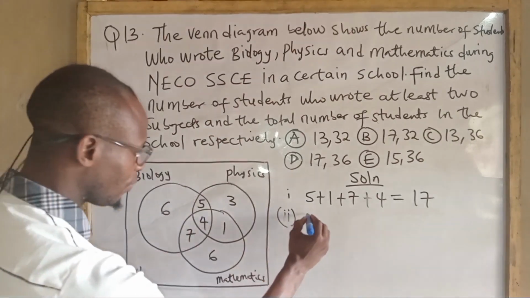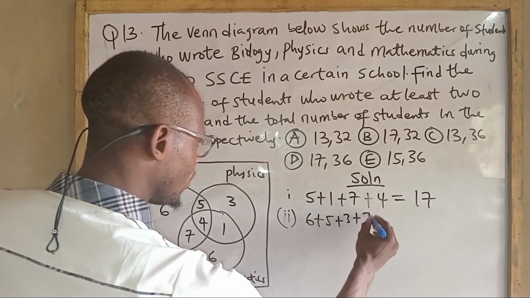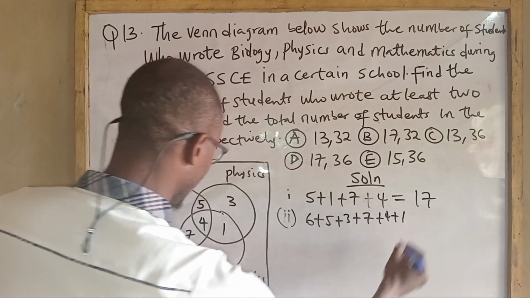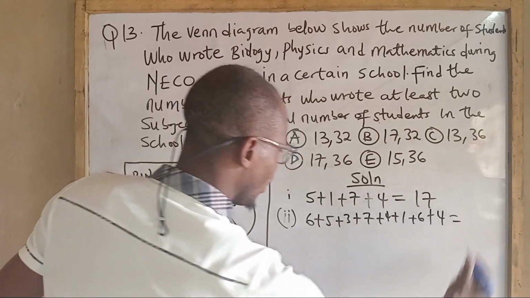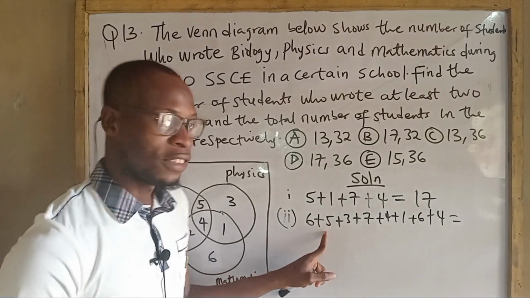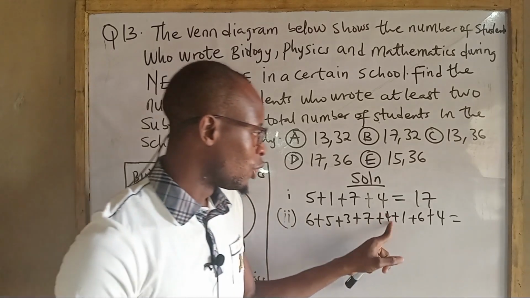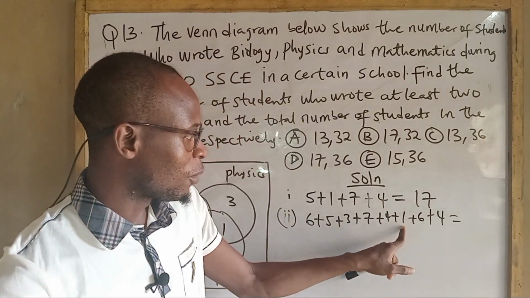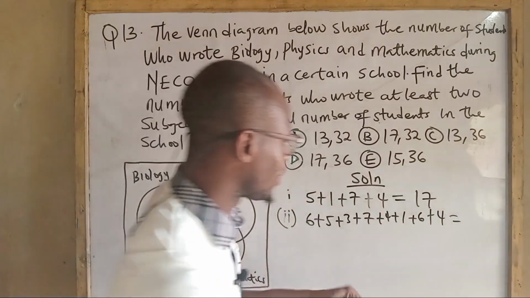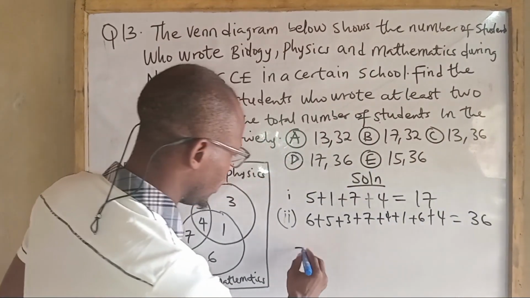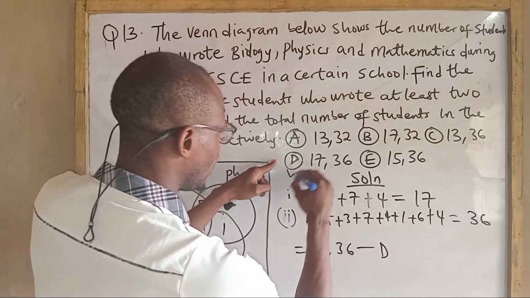So let's add 6 plus 5 plus 3, plus 7 plus 4 plus 1 plus 6 and plus 4. Don't forget that. So let's add this together. 6 plus 5 is 11. 11 plus 3, 14. 14 plus 7, 21. 21 plus 4, 25. 25 plus 1, 26. 26 plus 6, 32. 32 plus 4, that's 36. So our answer is 17, 36. So option D is the correct answer.